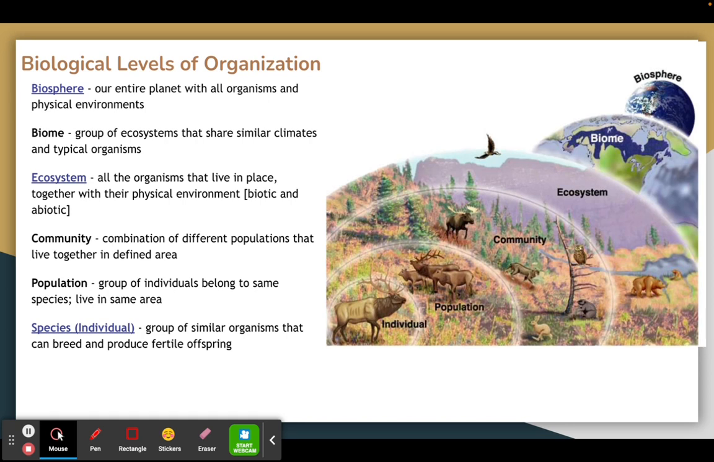This is where all the organisms that live in a specific place are together with their physical environment. So this is more of a specific region within a biome. Now, within that ecosystem, you can go even further down into the community. That's looking at all of the different types of combinations and populations that live together in a defined area. So we're looking at only the living things.